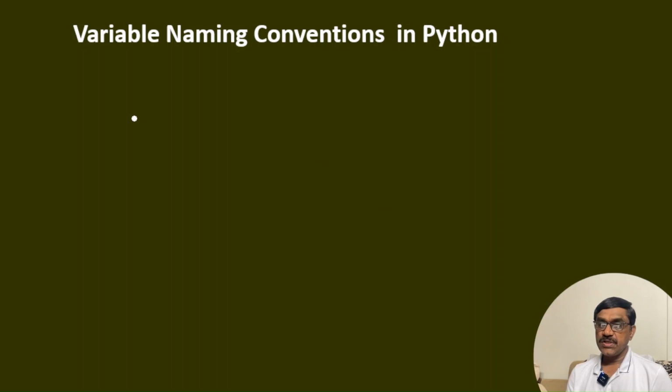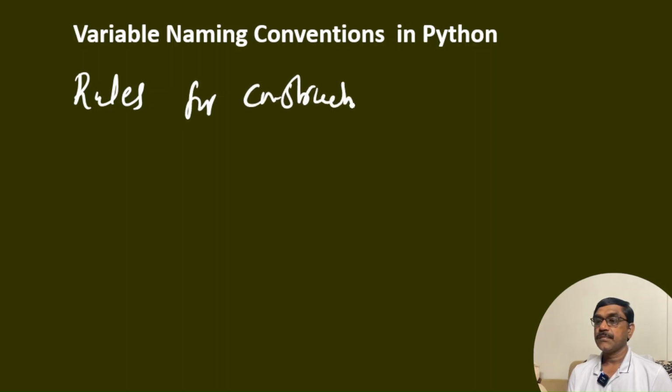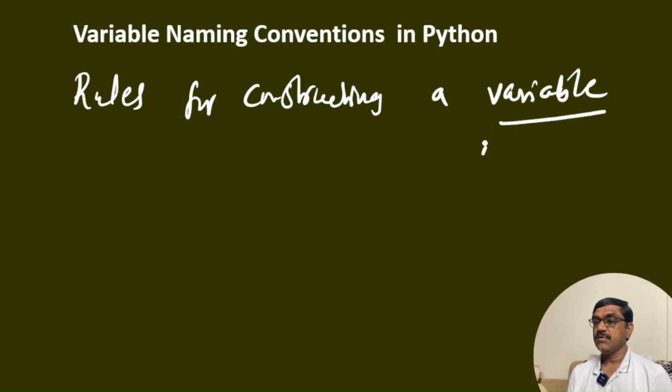Now we are going to see variable naming conventions in Python, or we can say rules for constructing a variable. Instead of saying variable, we can use the term identifier. What are the naming conventions, or what are the rules for constructing the variable names?